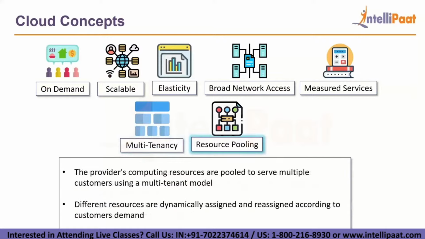And then comes resource pooling. The provider's computing resources are pooled to serve multiple customers using a multi-tenant model. Different resources are dynamically assigned and reassigned according to the customer's demand. If the customer needs more cloud computing services, let's say they need more servers, the new servers are spun up immediately and added to the pool of your servers. Instead of you having to buy new servers and add them to your remote location, new servers are automatically created out of the already existing resources and added there. So it's quite useful for you in that regard as well.